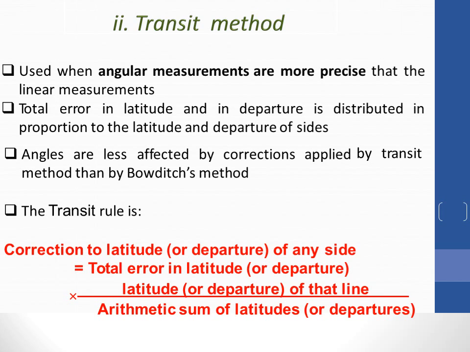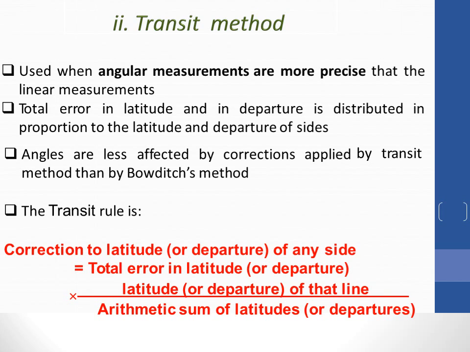And the transit rule equation is, you can see the equation: if you are doing correction to latitude of any side, then it is equal to the total error in latitude, same as the previous equation, into, there is a difference, the latitude of that line by the arithmetic sum of latitudes. Okay, in the previous one it was length by perimeter. Here we are distributing the error in terms of its latitude or departure. So instead of the length, we are giving the latitude of that line by the arithmetic sum of latitudes.